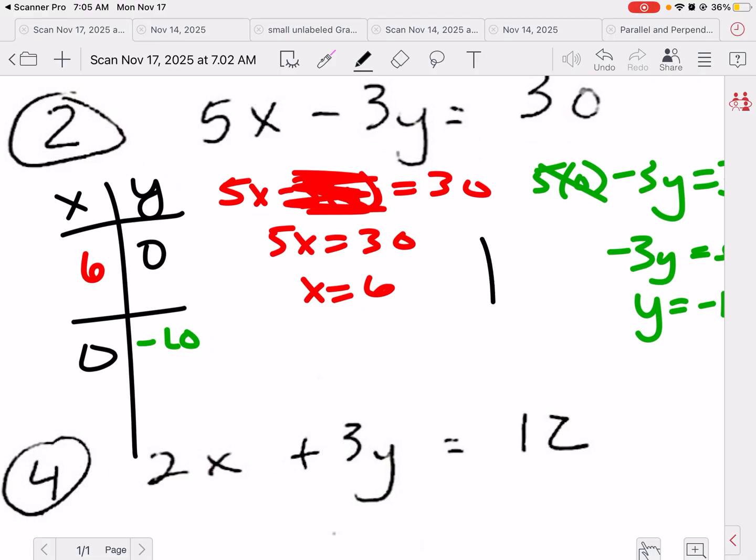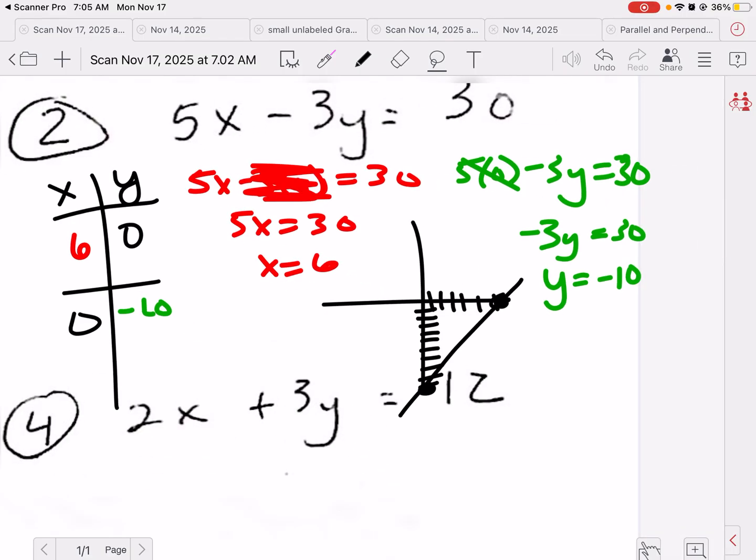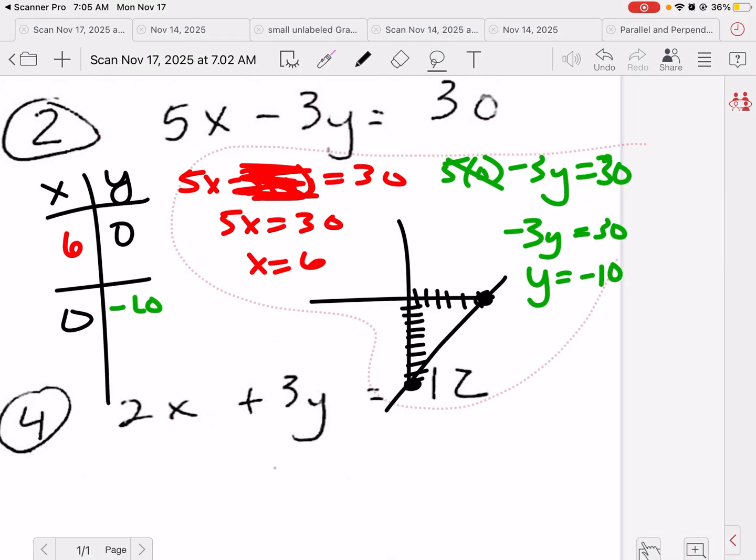Again, when I go ahead and plot those, I'm going to go 6 on the x, 1, 2, 3, 4, 5, 6. Plot my point. Negative 10 on my y, 1, 2, 3, 4, 5, 6, 7, 8, 9, 10. Plot my point and connect. Go ahead and shrink that a bit.